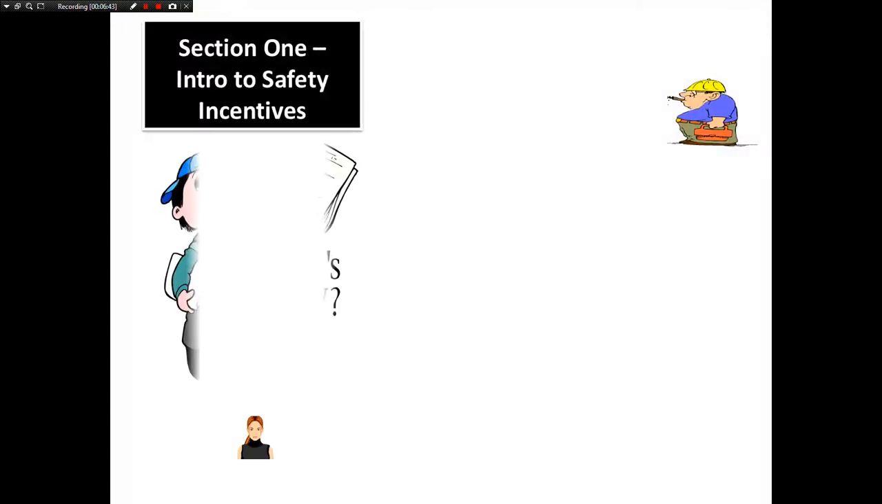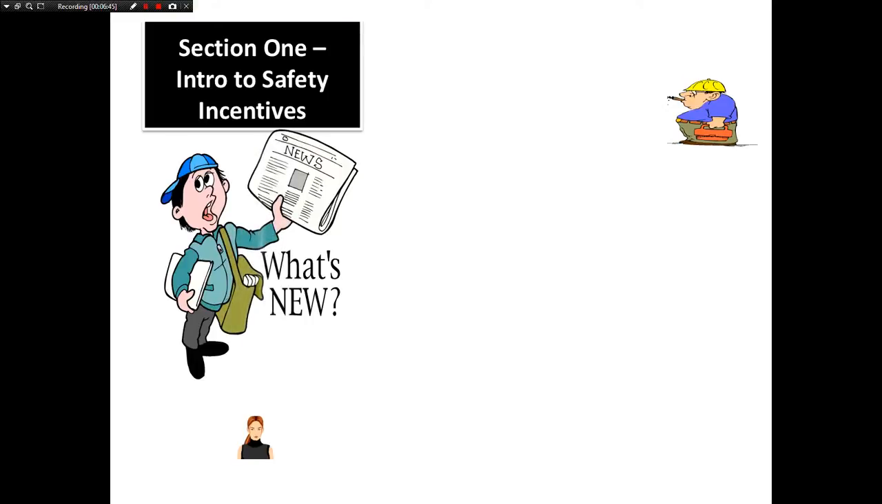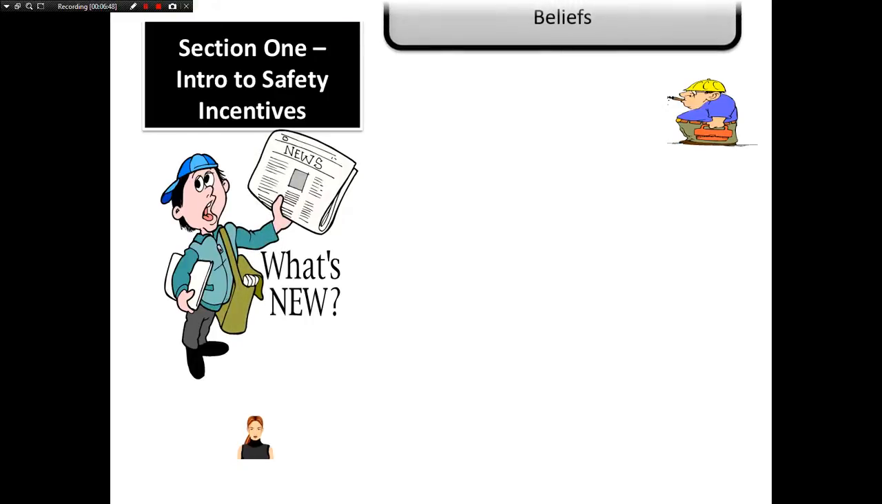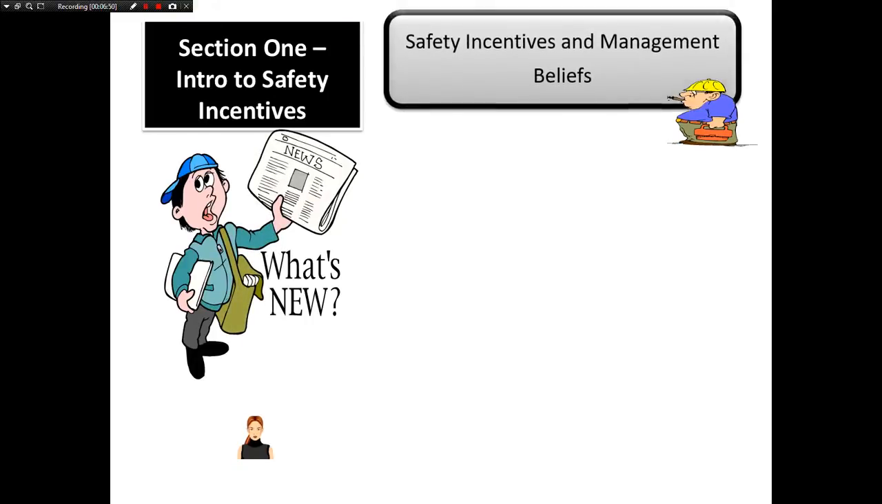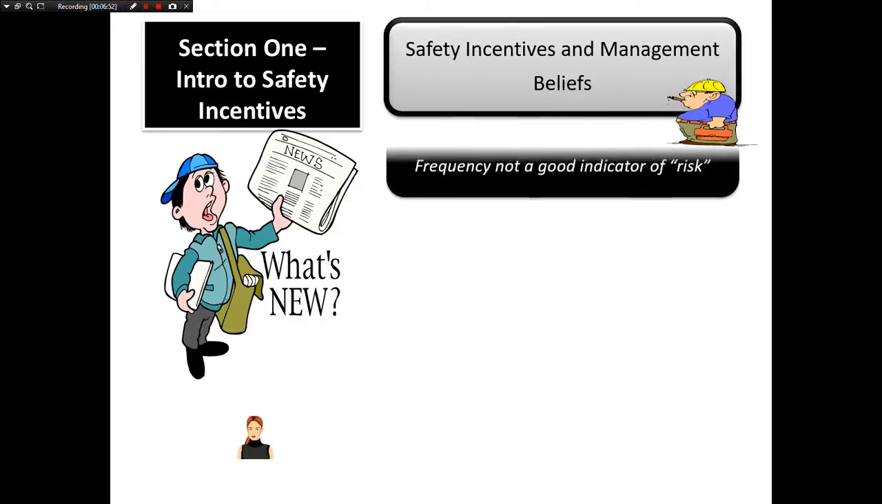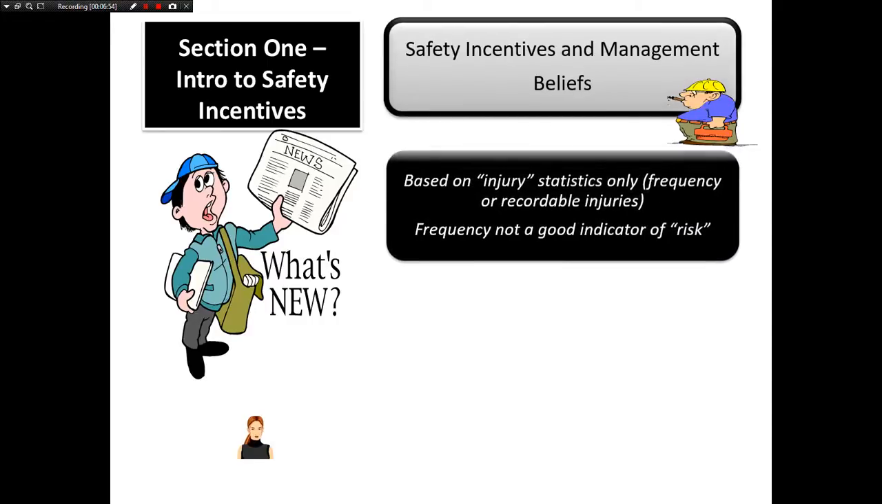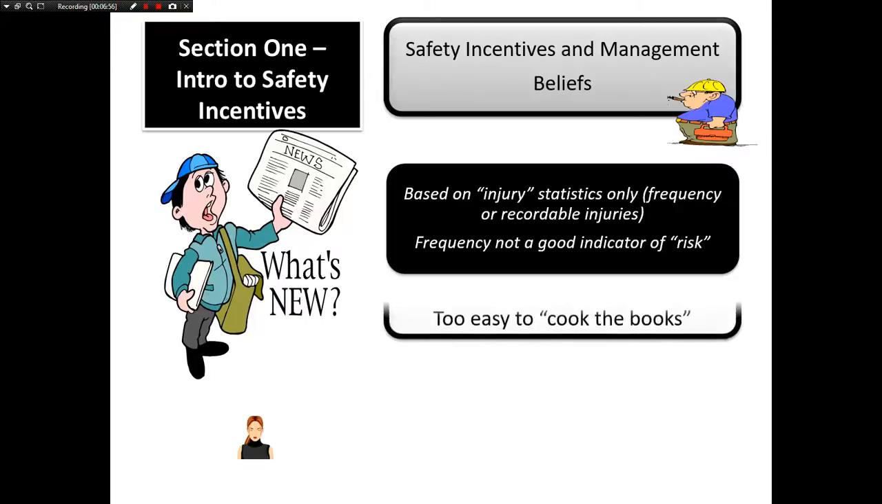Safety incentives and management beliefs. Based on injury statistics only, frequency or recordable injuries. Frequency is not a good indicator of risk. These stats tell you nothing about risk management. Too easy to cook the books.